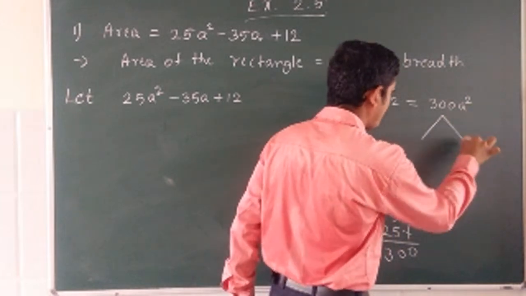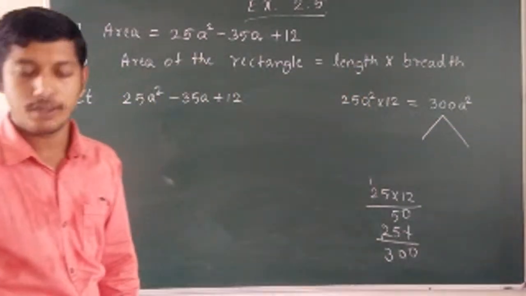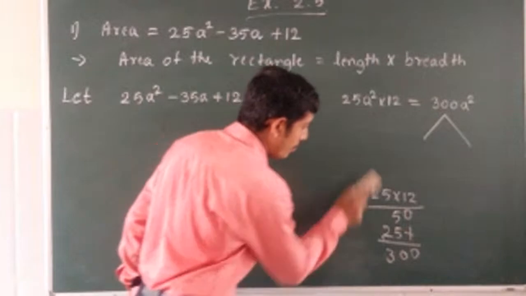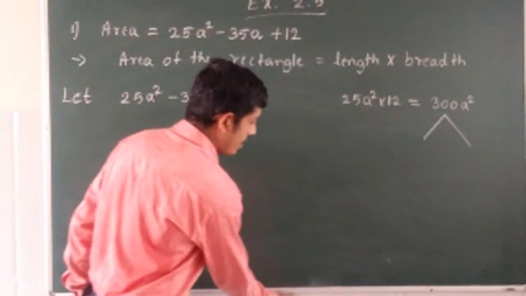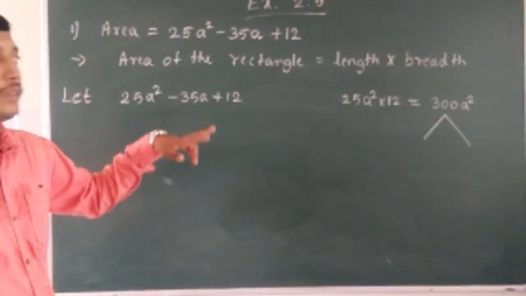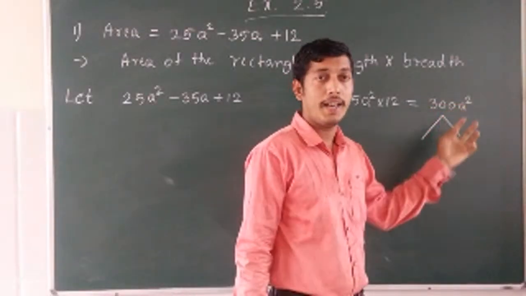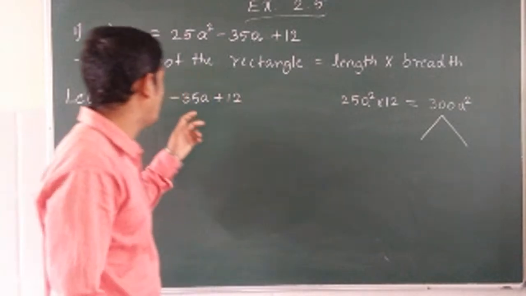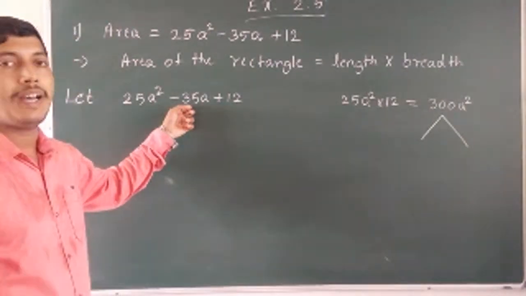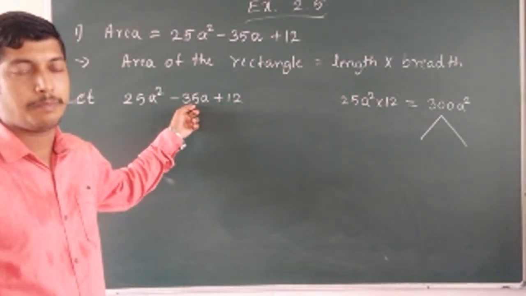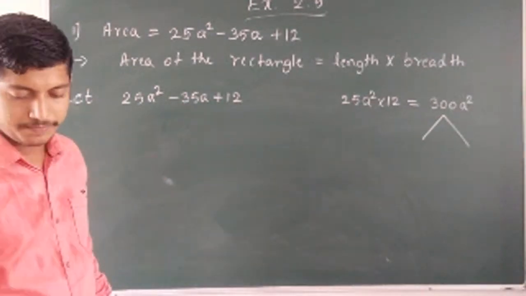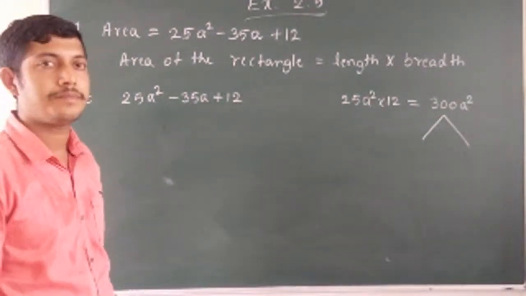Now we have to split this 300a square. We have to find out the two terms which, when we multiply them, must give 300a square, and when we add or subtract them, must give minus 35a. So find out which are the two terms.